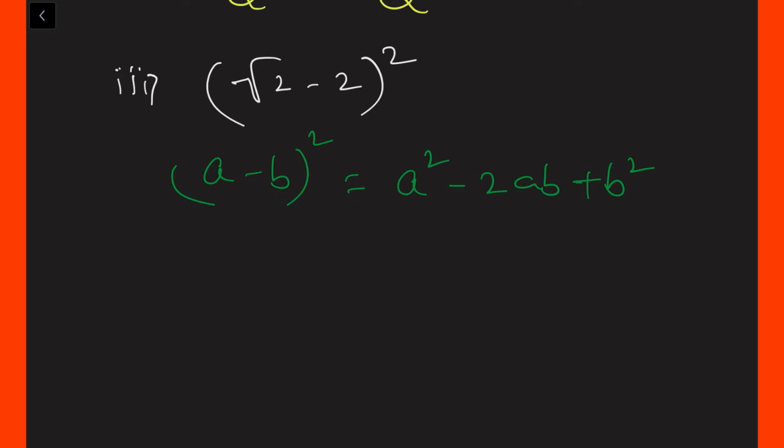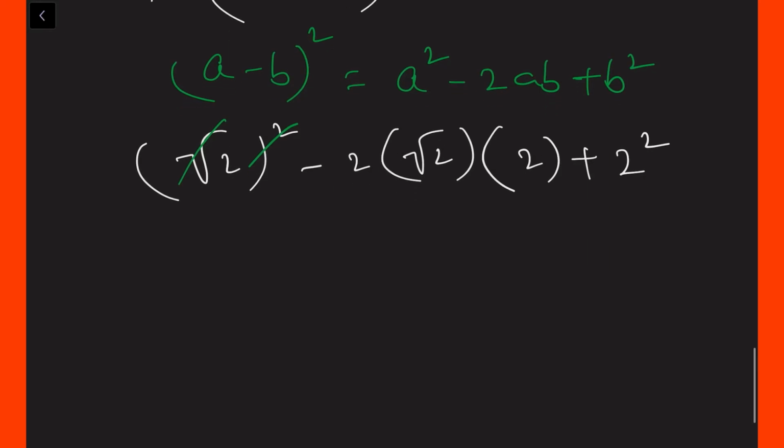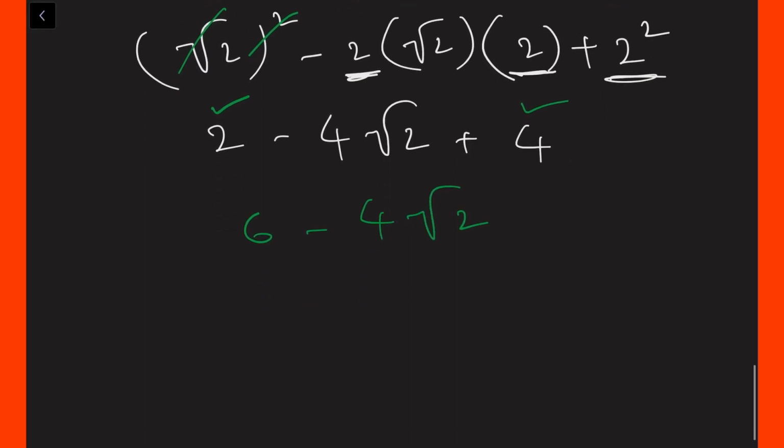Now let us substitute. In the a², (√2)² minus 2 into a, √2, into b, 2, plus b², 2². Here the square root and square get cancelled, so we remain with 2 minus, here 2 into 2 is 4, 4√2, plus 2² is 4. So here 2 plus 4 is 6, minus 4√2. 6 minus 4√2.